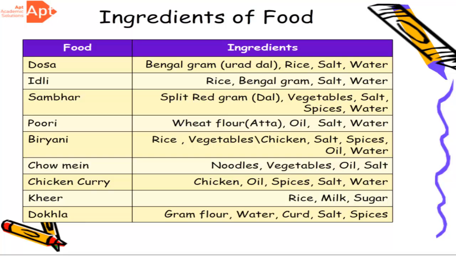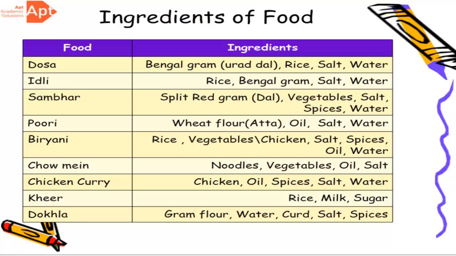Now there is a list of ingredients and some food items that we are having. Like we have dosa, we have just seen we need Bengal gram, which is also called urad dal in Hindi, rice, salt and water. Similar things are required to prepare idli. All of these go with sambar. We eat that with sambar. So we need some split red gram, which is again tuar dal. You have vegetables here, salt, spices, water. So the right hand side are the ingredients that we actually need to make the food item ready.